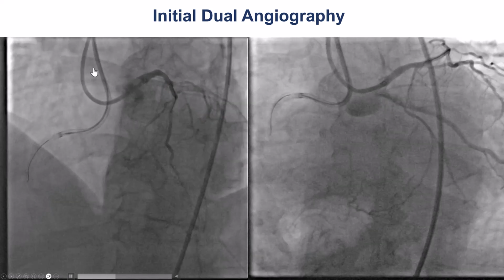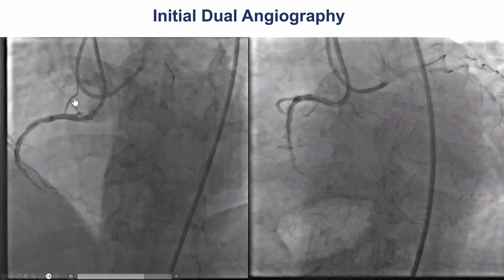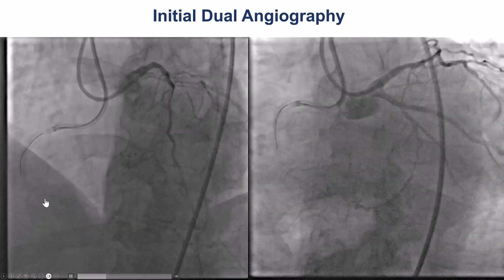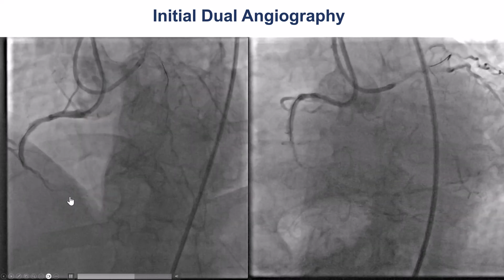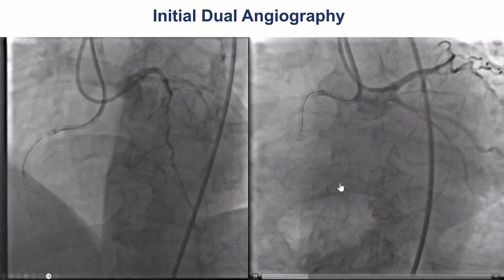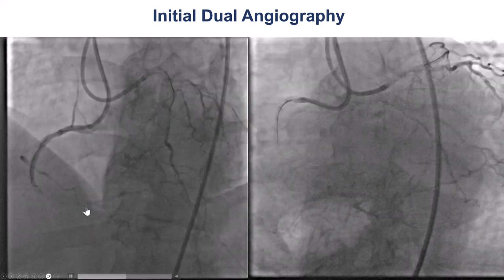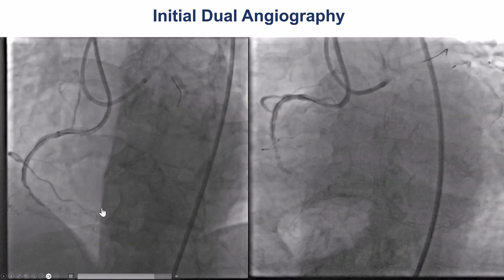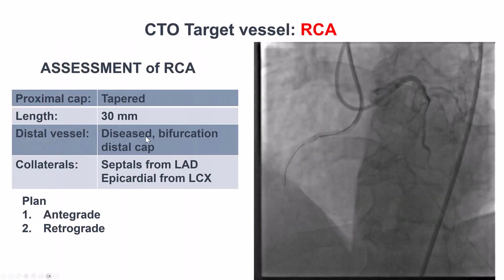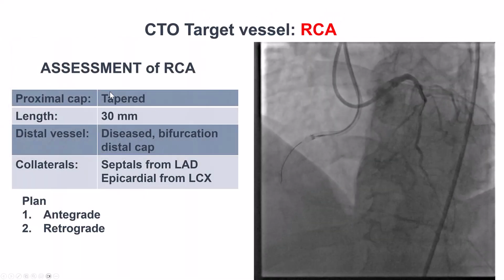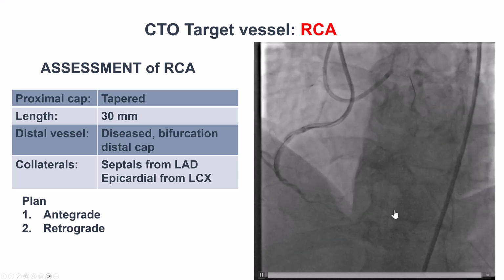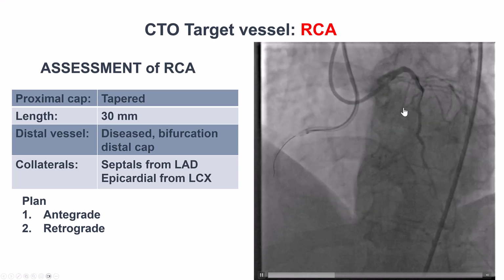This is the dual angiogram. We have engaged the right coronary with an Amplatz 1 guide. We do have the EBU in the left main, and it reflects the findings of the coronary CT. There is a stent in the distal RCA that is occluded. We have a well-defined proximal cap, and then the distal vessel fills through collaterals, and we have good quality PDA and right posterolateral. So again, tapered entry, length about 30 millimeters, bifurcation distal cap, some septal collaterals as well as epicardials from the circumflex.